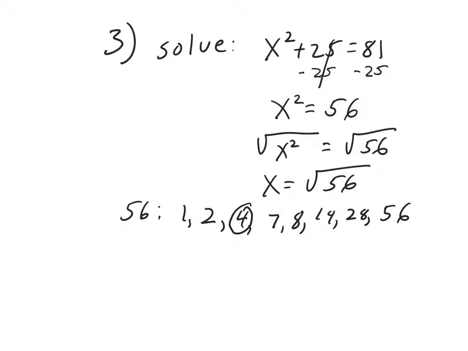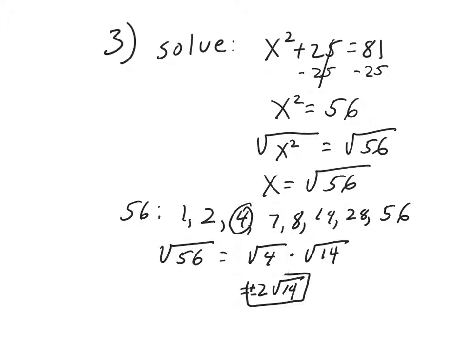So we're going to do the square root of 56, which is equal to the square root of 4 times the square root of 14, and that's going to equal 2 times the square root of 14. And since we're solving for x, we're going to get plus or minus that. So plus or minus 2 times the square root of 14.